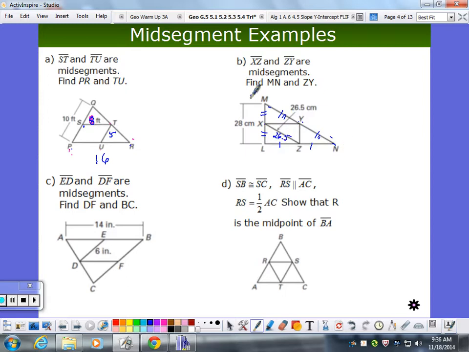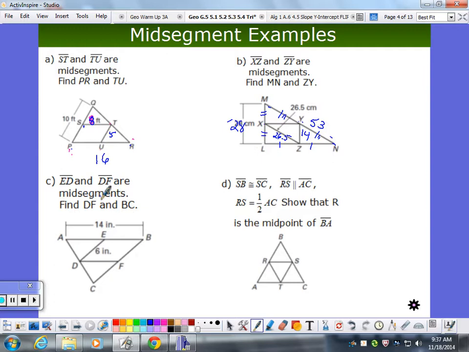So what is this one going to be? 53, right? 26.5 times 2. Twice as big. And then they also want to know what VY is. That's this one. Yeah, this one's 28, so this one would be 14. It makes sense. You're just taking half.